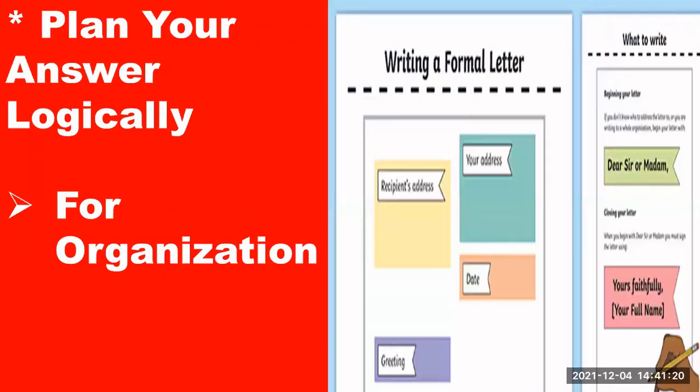Okay, so having jotted down the points, we need to plan. You need to plan your answer logically. You need to understand the parts of a letter. Your letter has to be well organized. All right, so in writing a formal letter, I want you to look at this. The first is your address, followed by the recipient's address. You see the top right hand side of your answer sheet is where you write your address. Then immediately on the left hand side, you write the receiver's address.